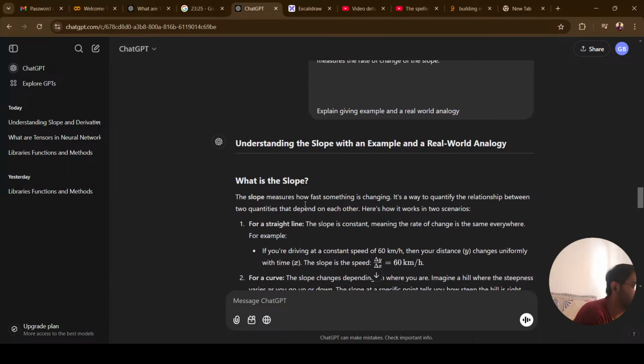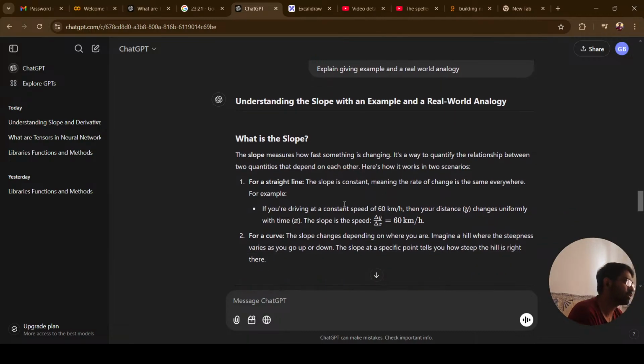So the slope measures how fast something is changing. It's a way to quantify the relationship between two quantities that depend on each other. Yeah, agreed. So slope means how fast something is changing. For a straight line, the slope is constant, meaning the rate of change is the same everywhere. For example, if you are driving at a constant speed of 60 km per hour, then your distance changes uniformly with time. Okay, yeah, agreed.